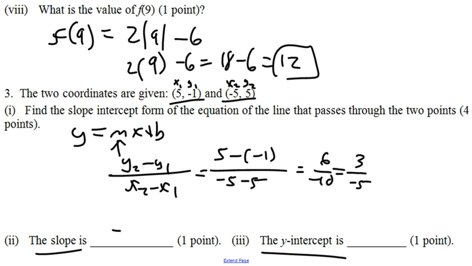So I can automatically just put this right here. Negative 3/5. And notice I just put the negative here in the middle. Doesn't matter where you put it. We get the equivalent value. But how do we find the y-intercept?